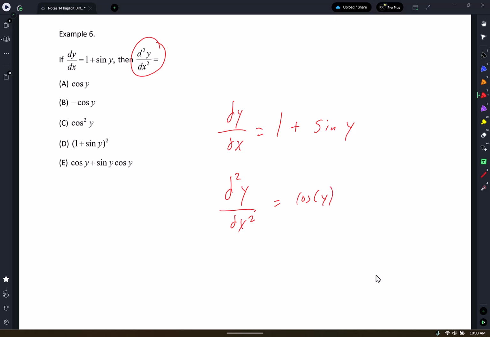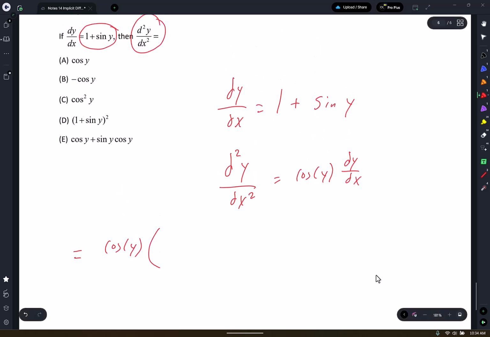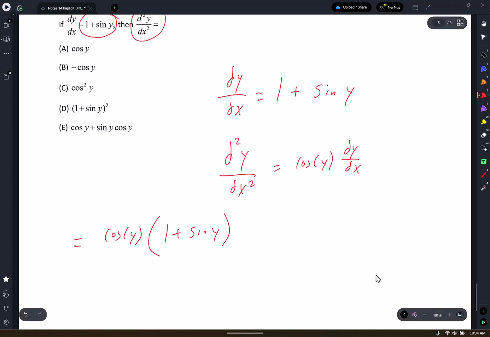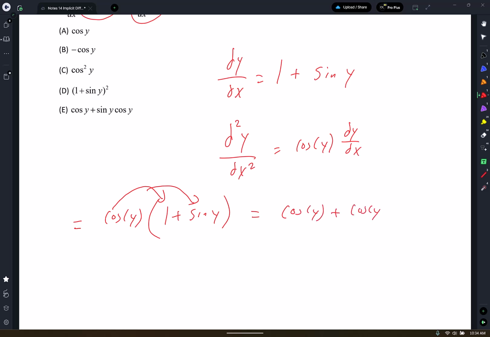Is that an x? No. Okay, you're not done yet. You have to insert that 1 plus sine y into that. So here it is: cosine y, giant parenthesis, 1 plus sine y, close. I'm going to look for that first. I don't see it in there. Well, I do, but not like that. I have to distribute. And now you have cosine y plus cosine y sine y.